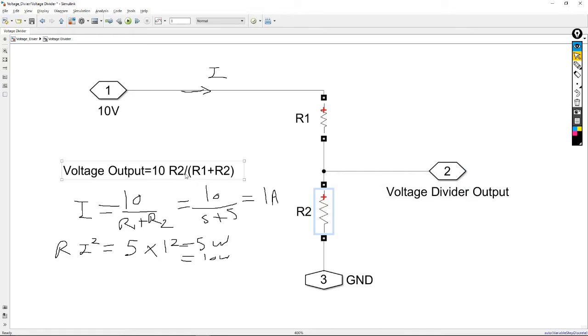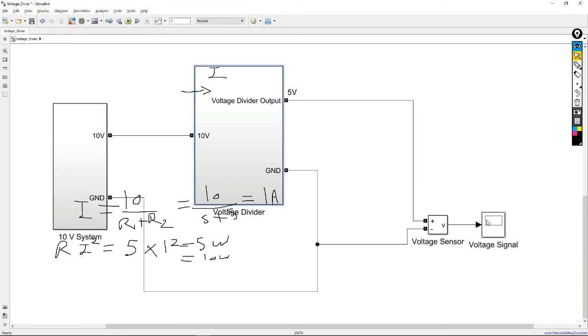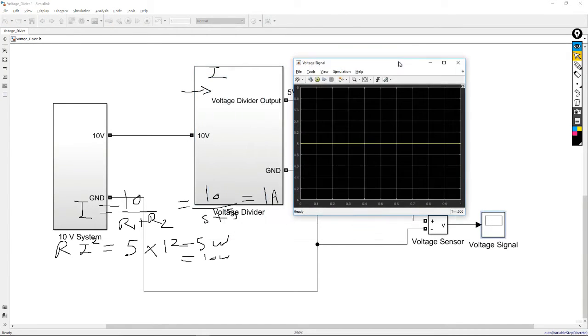If I use this equation and do the calculations, you will see that this again gives 5 volts. So if I run the simulation again and go back to the scope, I will see that I'm still reading a 5 volt signal, right? So perfect, it's working now.